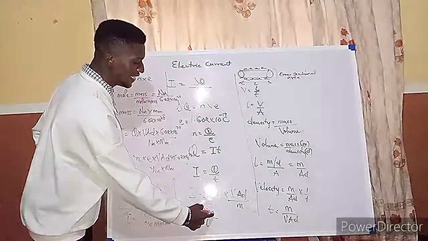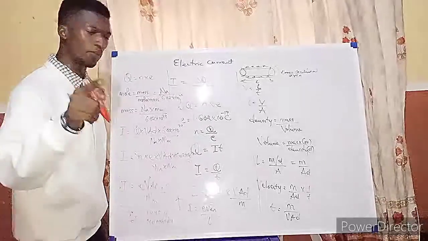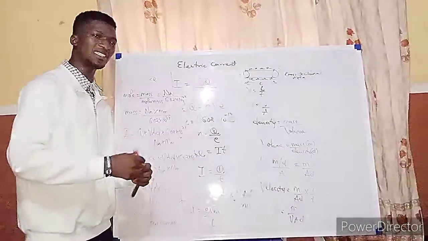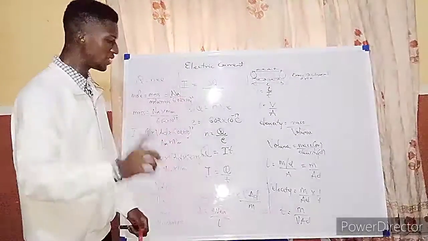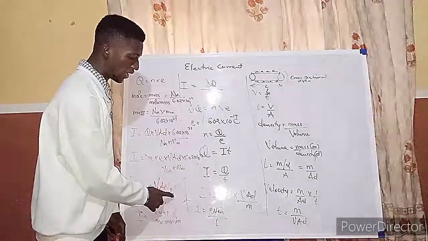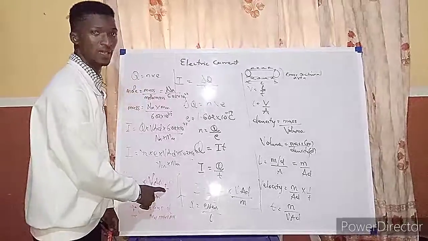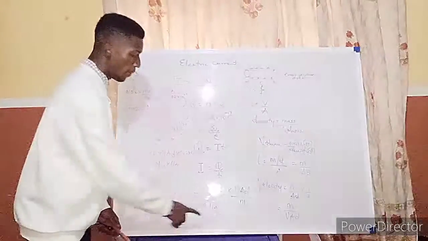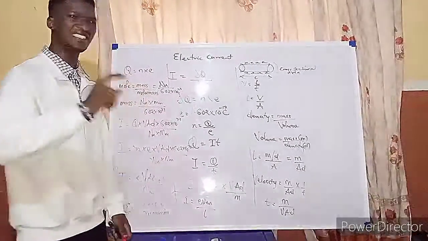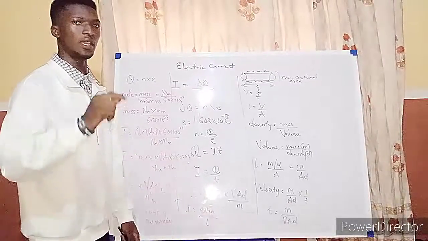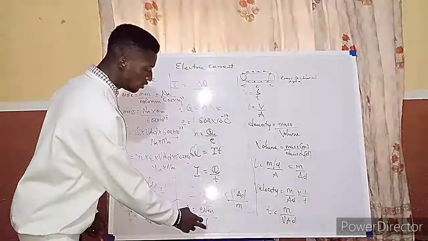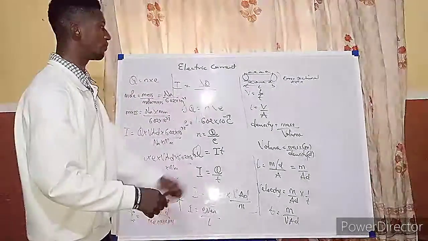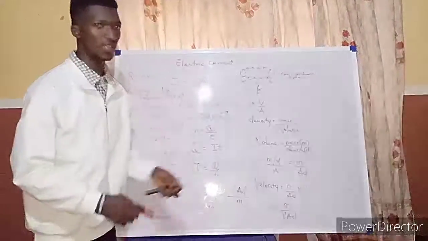Your N here is the number of atoms of that particular material with which the conductor is made. Now, the number of atoms here is not the same thing as Avogadro's number of atoms, as we stated Ns. Ns here is your Avogadro's number of atoms, but this N you have here is the number of atoms of the material you are using. And this L you have here remains the length of the material that you are using.